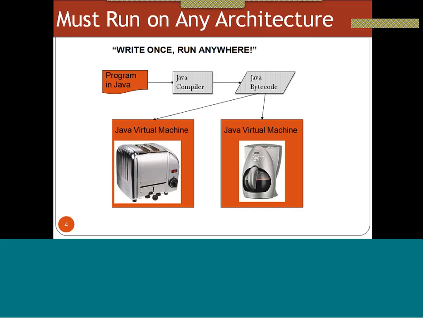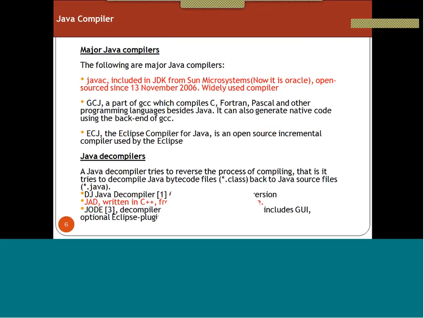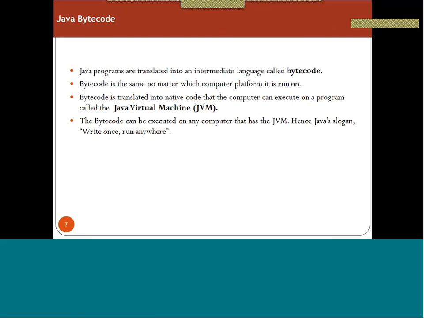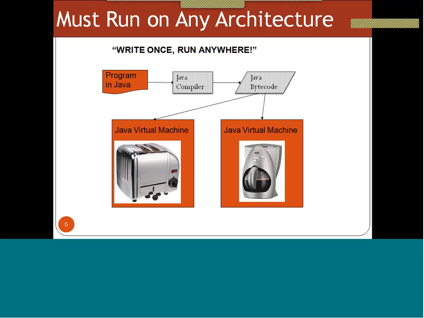So the Java compiler has given you the class file now, that is a bytecode. So what is that bytecode basically? Java programs are translated into an intermediate language, it's called bytecode. Bytecode is nothing but the intermediate language. Bytecode is the same no matter which computer platform it is run on. So here the platform I would say is this. Write once, run anywhere. That is what the Java bytecode is doing.